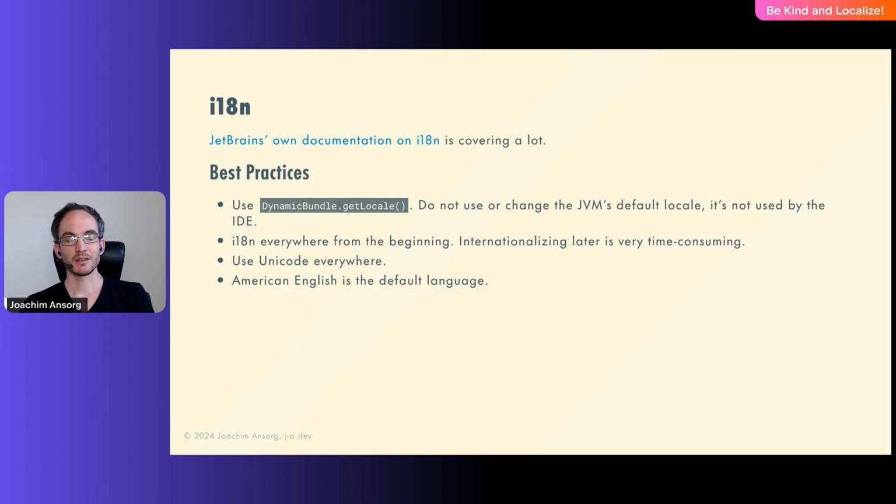I18N, which is the actual technical implementation of internationalization for your JetBrains plugin. Make sure to read JetBrains' own documentation and definitely do not use or change the JVM's default locale. Make sure to use DynamicBundle getLocale instead. That's what you should use. Everything else is going to make a mess. Use I18N from the very beginning. Doing that later is very time consuming and you will most likely forget a few places.